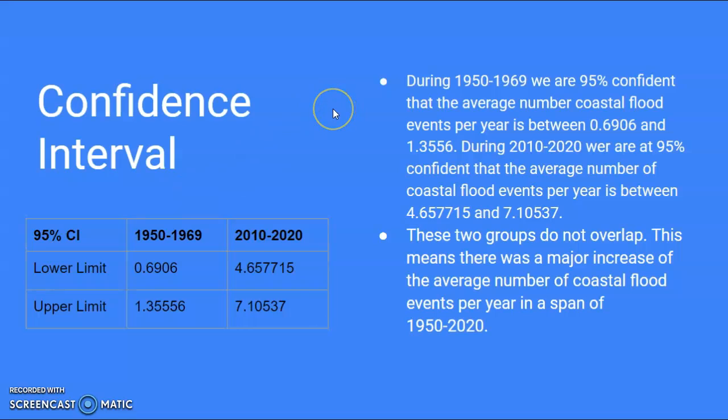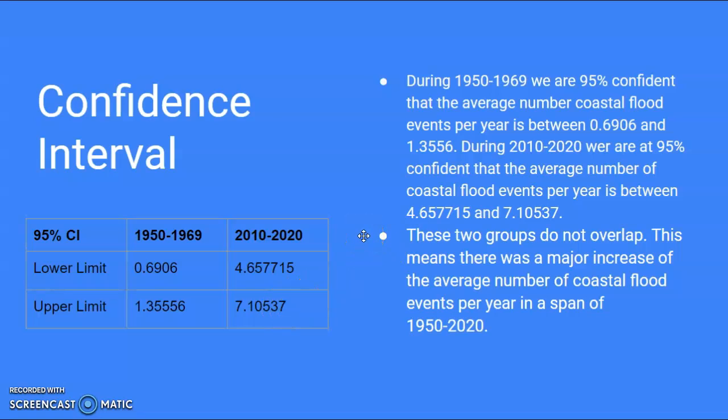For the next part of the assignment, we had to do confidence intervals. So with a 95% confidence interval, we have our lower limit for 1950 to 1969. And then we have our higher limit for that year. And then for 2010 to 2020, we have our upper and lower limits.